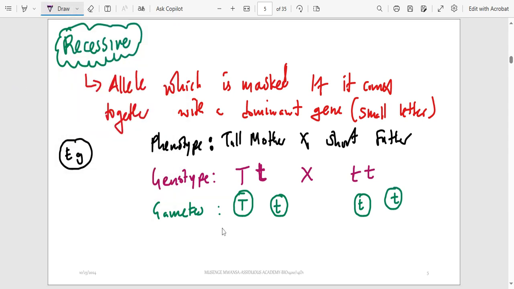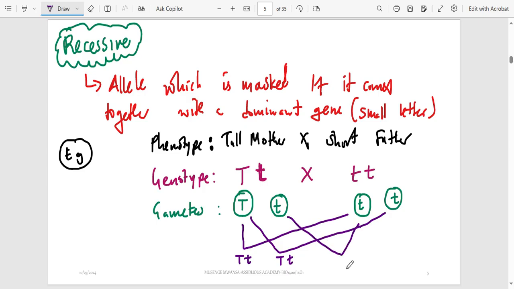When they cross, what you are going to see is this capital T will cross with this capital T. So we are going to have T, T. This capital T again will cross with this small t on this side. So we are going to have capital T, small t, and then you are going to have this one crossing with this one. So it will be small t, and then you are going to have this one crossing with this one. So it's going to be small t, small t.